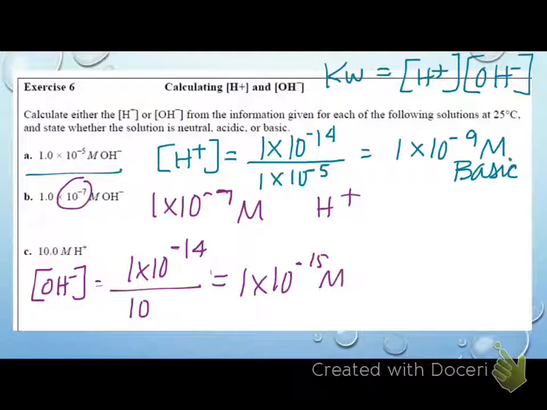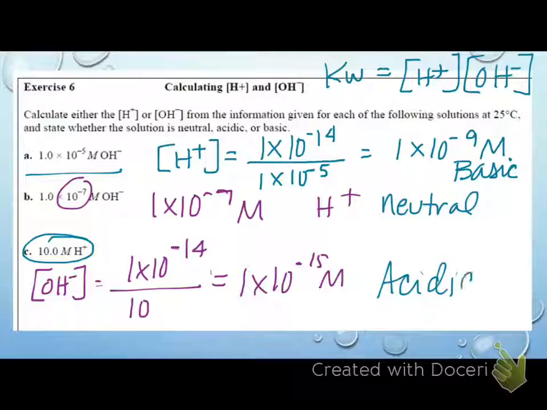Okay, and then of course, if you're negative 7, this is neutral. And then what would this last one be? Well, you got 10 molar hydrogen concentration, so that is definitely acidic. Super acidic. All right, so that is how you do concentrations. When you know one, you can find the other one because you know that KW value.